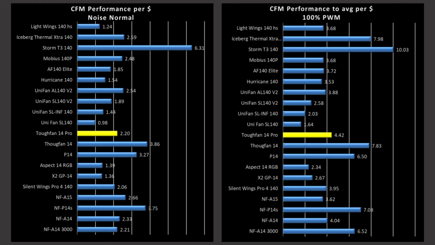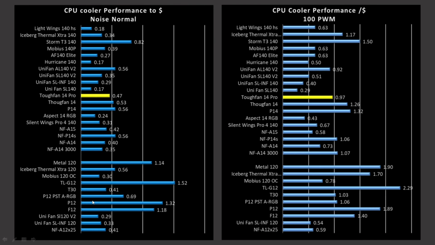In CFM testing, it's much more middle of the road here. Not much to write home about. You can see that it's pretty much just smack dab in the middle. And in CPU cooler testing, well, it's in the upper part, at least in 140 millimeter class fans. But overall, I'd call it kind of middle.